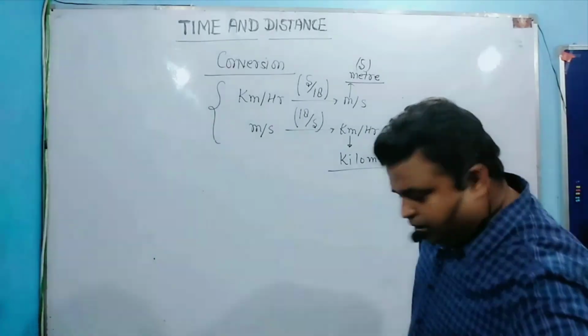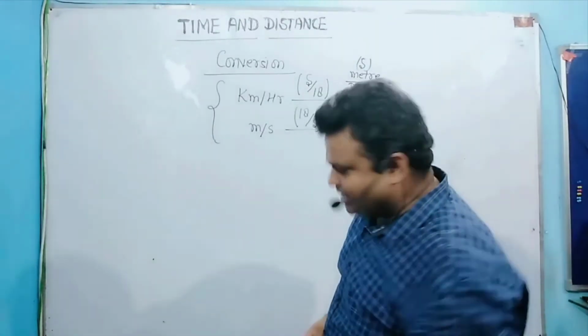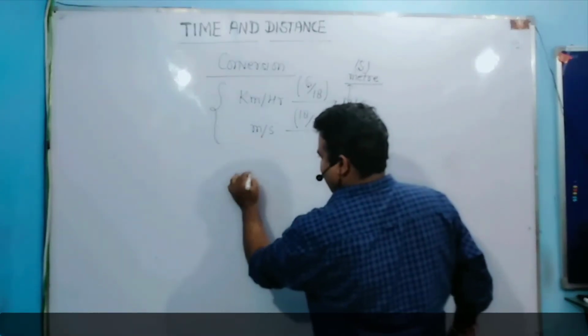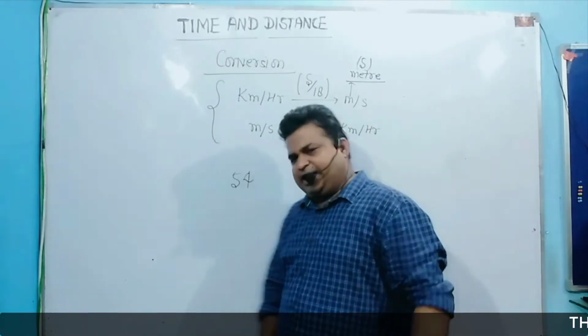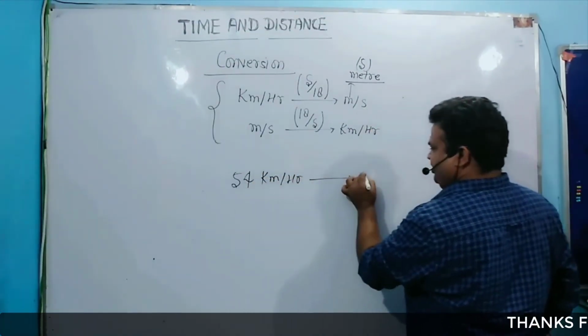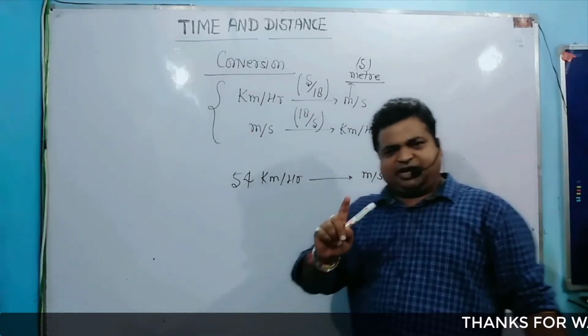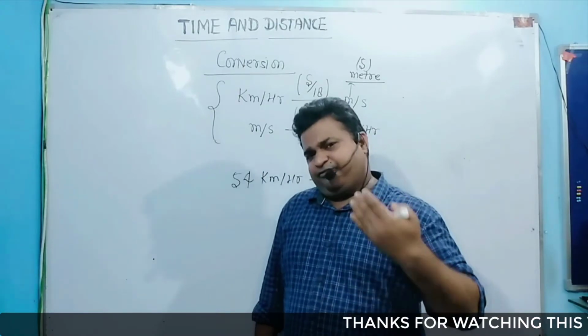Now, by the conventional method, suppose I want to convert again the same, I am taking the same example to give you more idea about this concept. 54 kilometer per hour, if you want to convert into meter per second, what is my first step? The tricky one is, the concept is you need to multiply this value by 5 by 18.